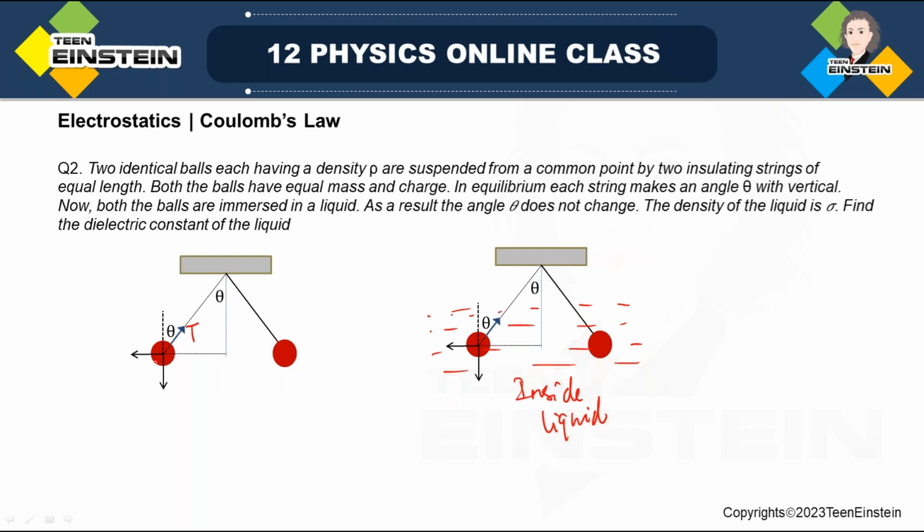Now what is this? This is the weight of the ball, and this is a repulsive force, since these two charges are the same and they will repel each other. Now this system is in equilibrium. So you can understand that there are three forces, Fe, W and T. Can we apply Lamy's theorem?